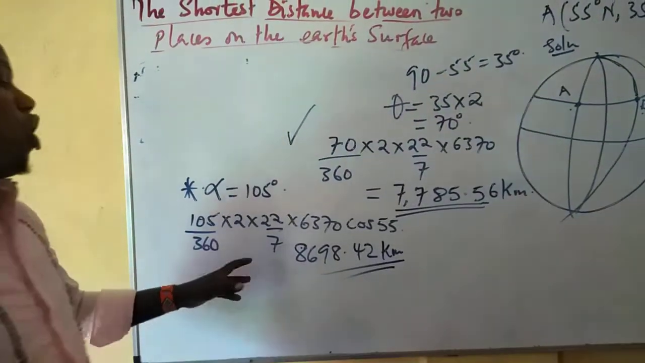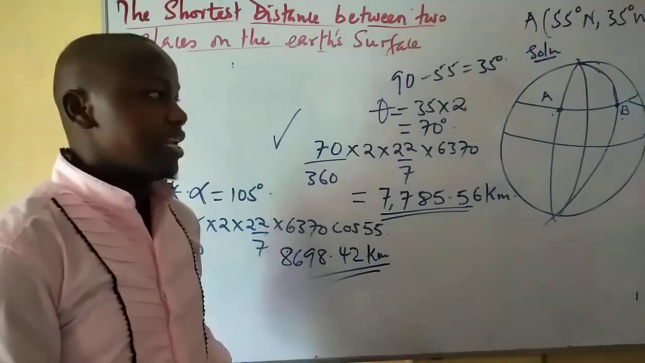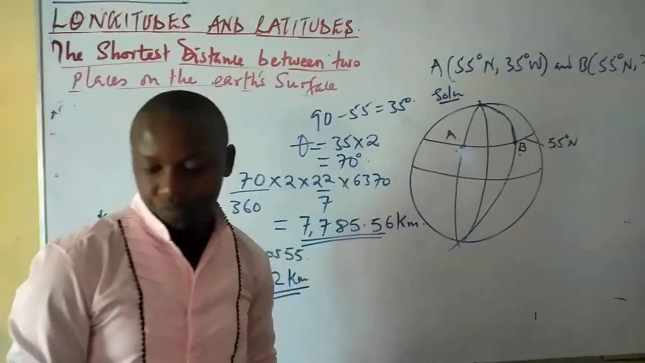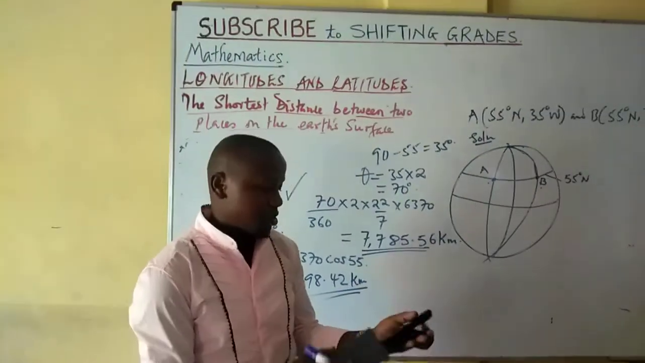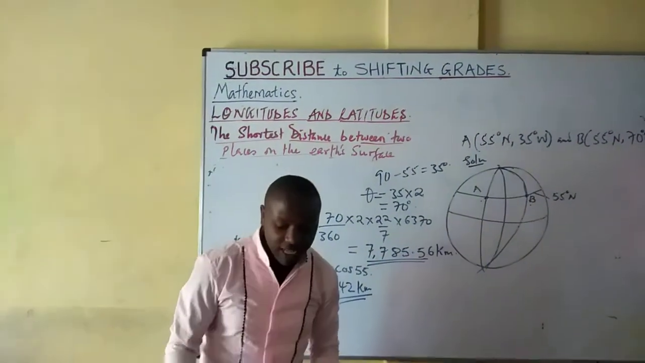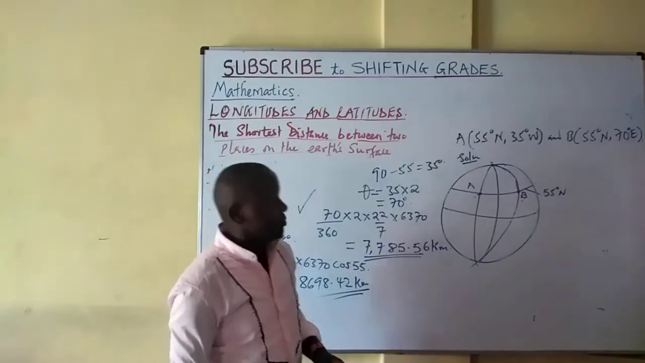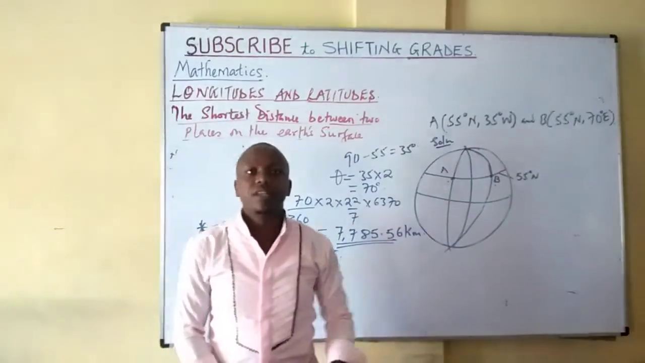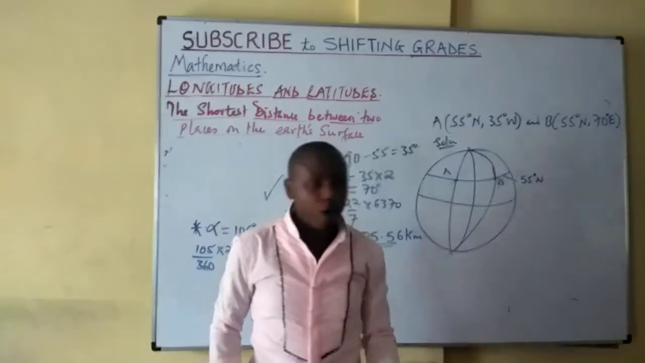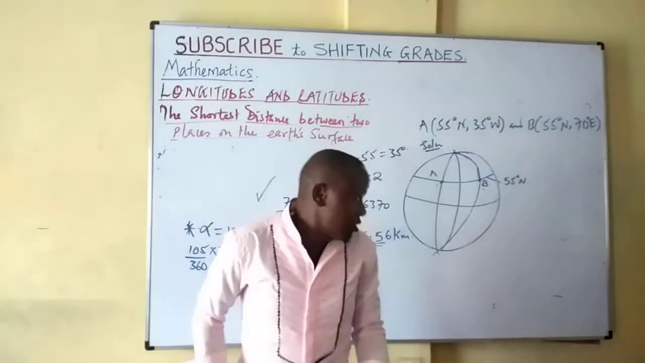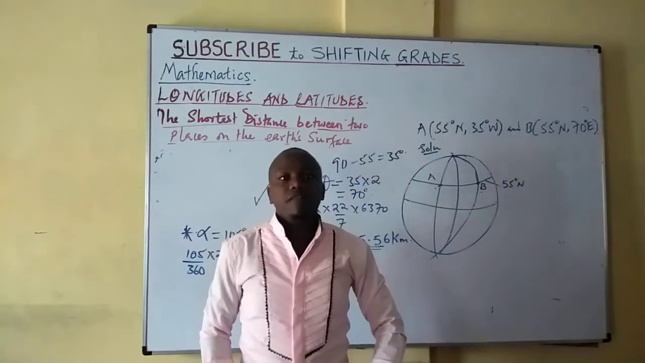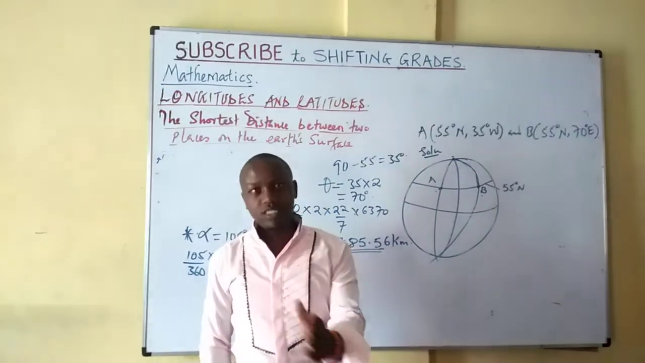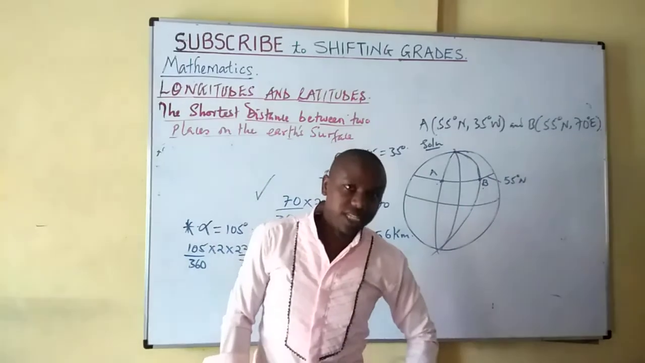Therefore, you can see along the small circle, the distance is longer than when we use the great circle. Therefore, it is good to note that distance along a great circle is the shortest distance between two places on the Earth's surface. So that's all about the distances along great circle, along small circle, and the shortest distance.